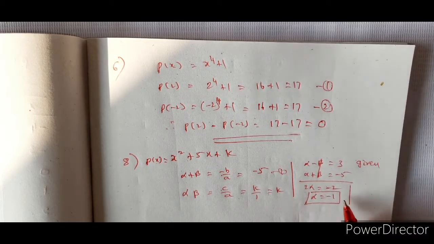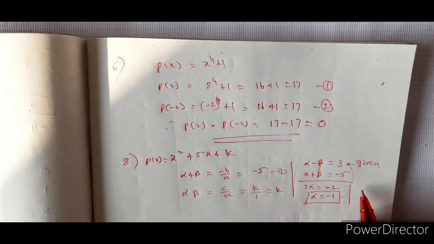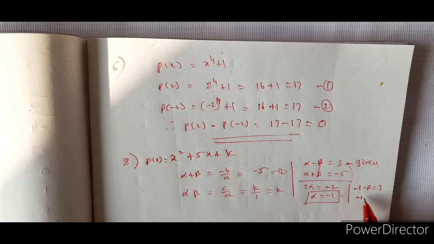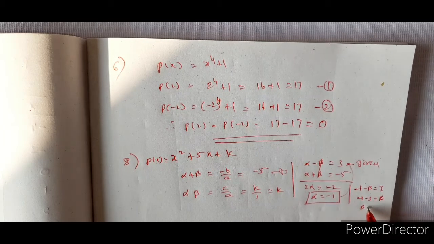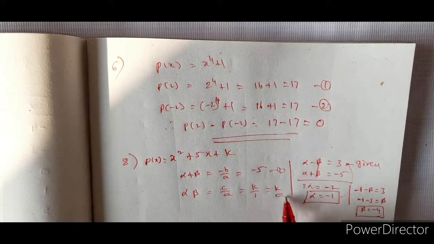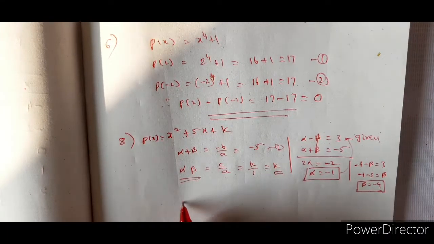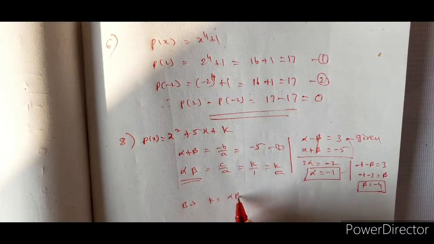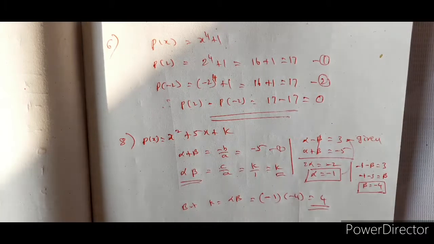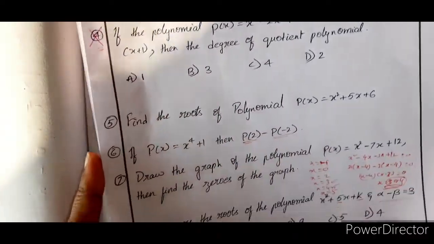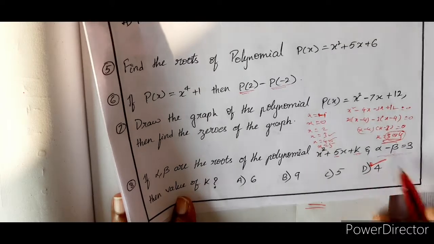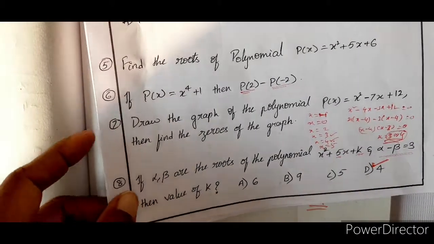Now substituting this in any of these equations, minus 1 minus beta is equal to 3, or minus 1 minus 3 is equal to beta, so beta is equal to minus 4. What is k? k is alpha beta. So k is equal to alpha into beta, which is minus 1 into minus 4, which is equal to 4. So therefore k is equal to 4. And here are the multiple choices that are given to you, and here is the option. So note it down.